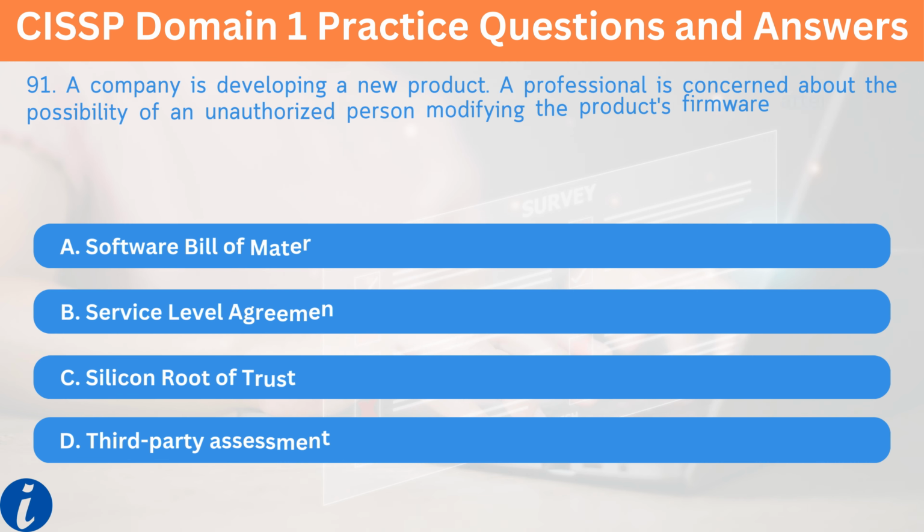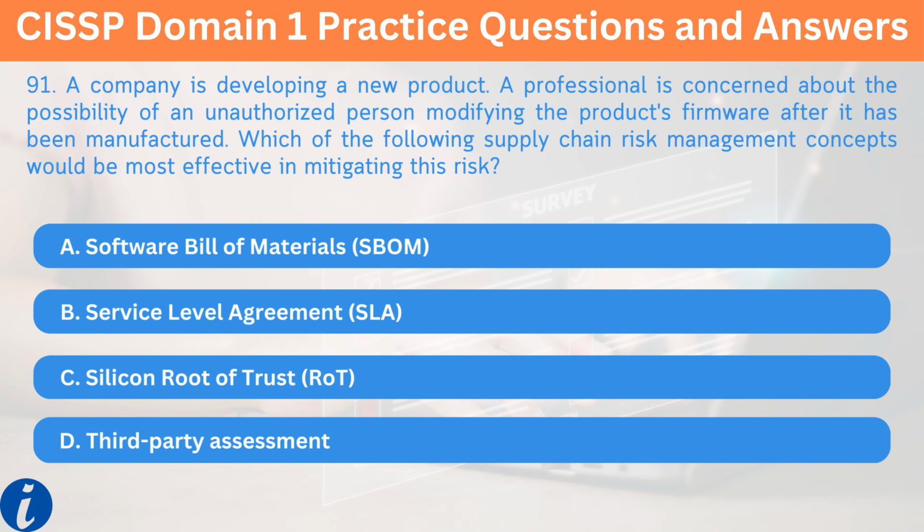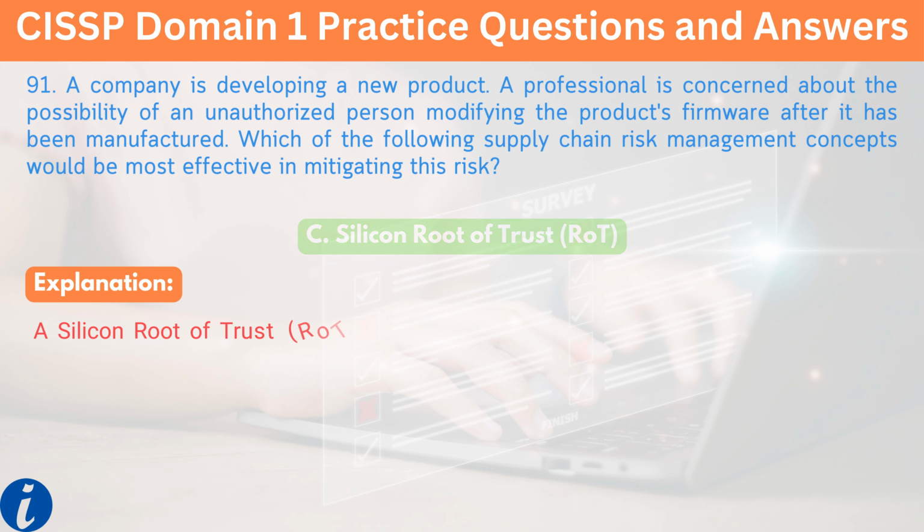91. A company is developing a new product. A professional is concerned about the possibility of an unauthorized person modifying the product's firmware after it has been manufactured. Which of the following supply chain risk management concepts would be most effective in mitigating this risk? A. Software Bill of Materials, SBOM. B. Service Level Agreement, SLA. C. Silicon Root of Trust, ROT. D. Third-party assessment. The correct answer is C.